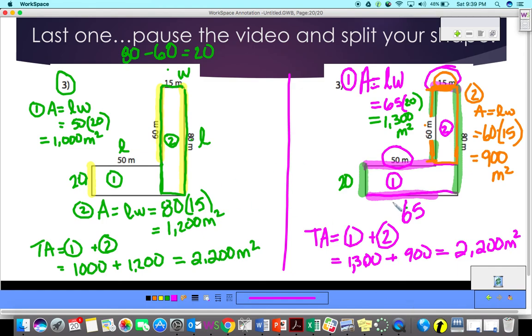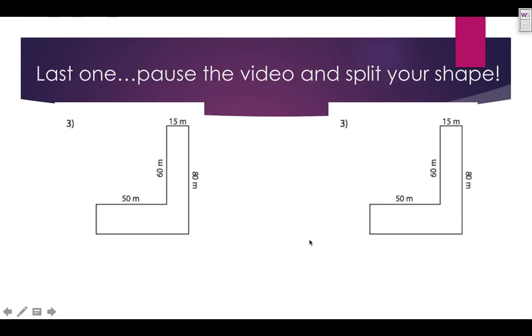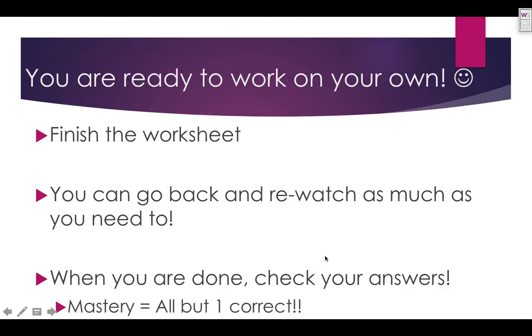So it doesn't matter how you choose to split it. Sometimes you get in habits and you always split things up and down, or you always split things side to side. It really doesn't make a difference. You just have to be able to find the missing side. If that was what was hard for you in this lesson, please go back and rewatch the previous video about how to find the missing side. Good luck, work slowly and work carefully on the rest of the questions on the worksheet. Please make sure to go back and rewatch this if you have any questions. Good luck.